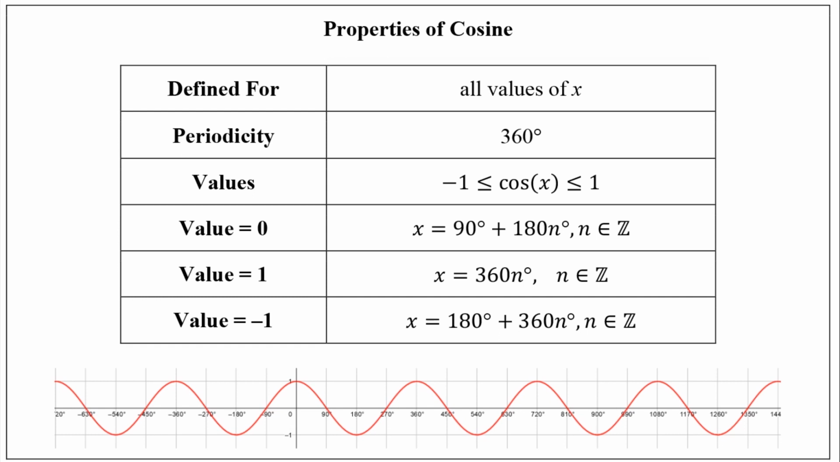The cosine function has a value of 0 at 90 degrees. We can see it crosses the axis there, and then crosses the axis again if we add any integer multiple of 180 degrees, positive, negative, or 0. The cosine graph has a value of 1 at every integer multiple of 360 degrees, whether that integer is positive, negative, or 0, and has a value of negative 1 at 180 degrees plus any integer multiple of 360 degrees.